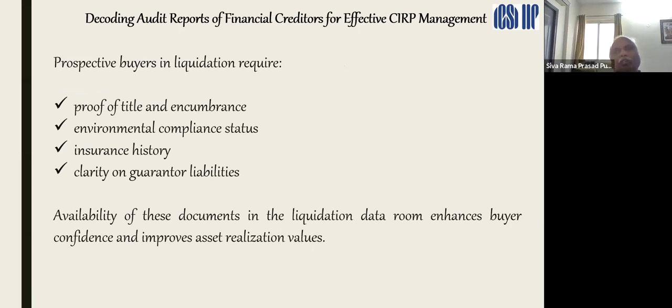Even the insurance policy helps a lot in the CIRP process. Suppose the stocks are there. On stocks, the insurance policy is taken. The sum insured is mentioned, the sum insured on stocks, the value of the stocks they have mentioned. But the stocks are not there in the stores.